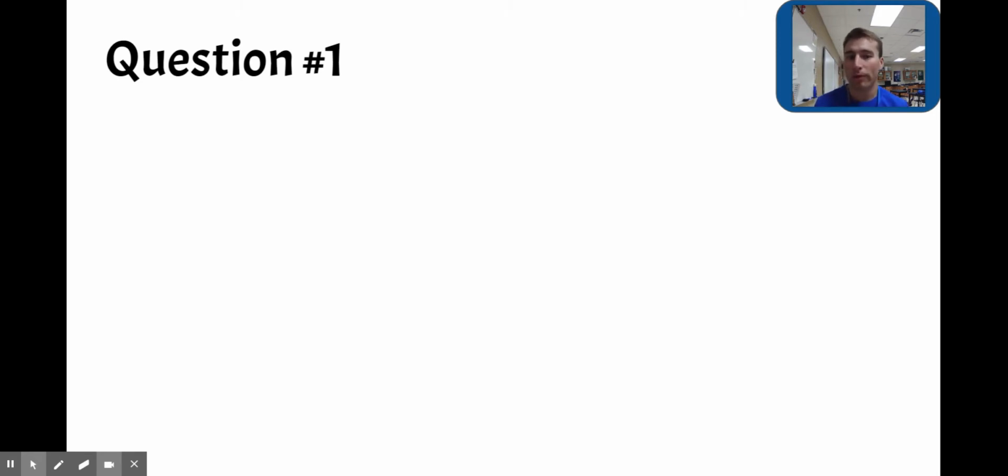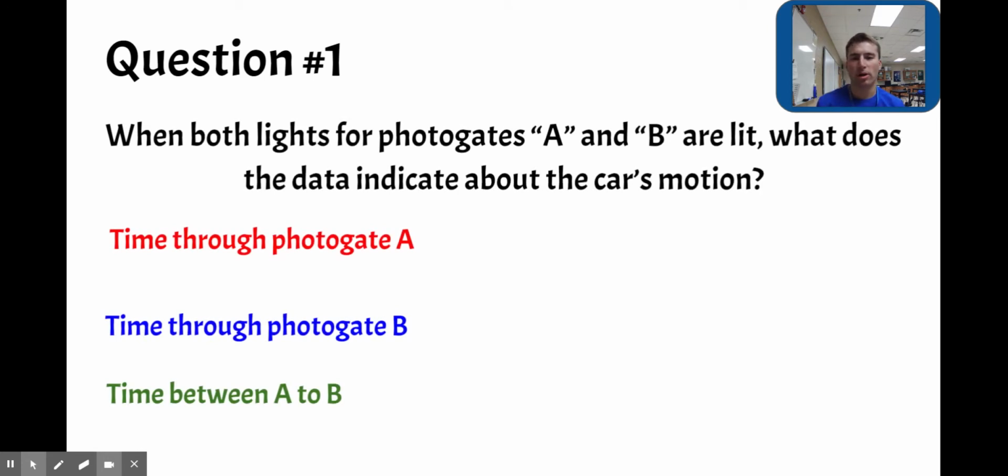Our first question that we need to answer before we can look at our data is: when both lights are on photo gates A and B, so both photo gate lights are on the timer, what does that indicate about the car's motion? You should remember this one from investigation 1A. So answer the question. Good, you chose that it's the time between photo gate A being tripped and photo gate B being tripped. Nice job.